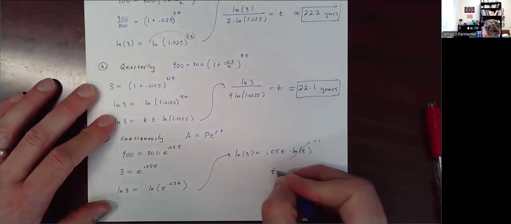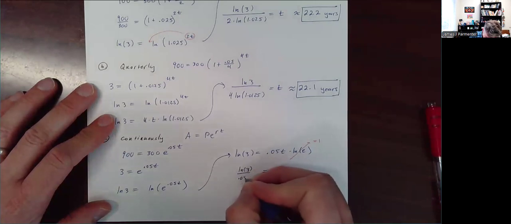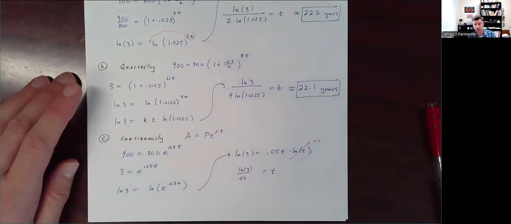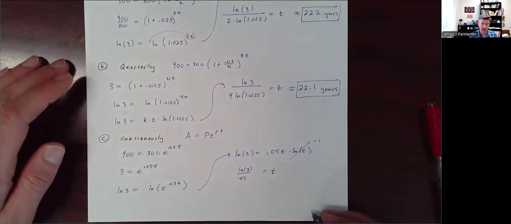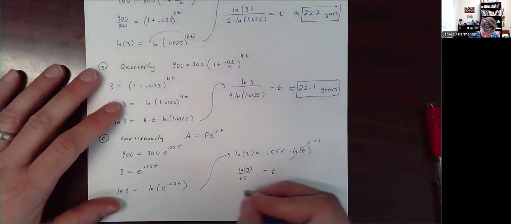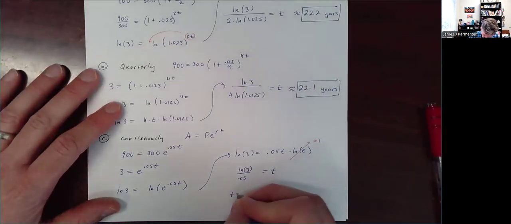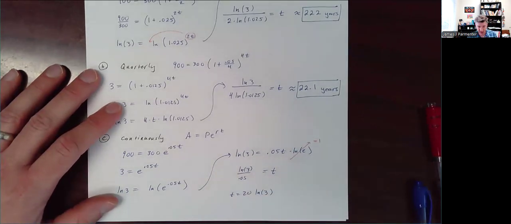So t is equal to the natural log of 3 divided by 0.05. Here I would mention that dividing by 0.05 is dividing by 5 over 100, which is like multiplying by 100 over 5, which is like multiplying by 20. So if you wanted to, you could also say that this is t equal to 20 times the natural log of 3. In either case, I'm going to use the calculator.